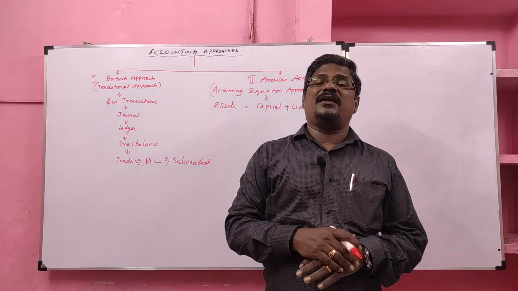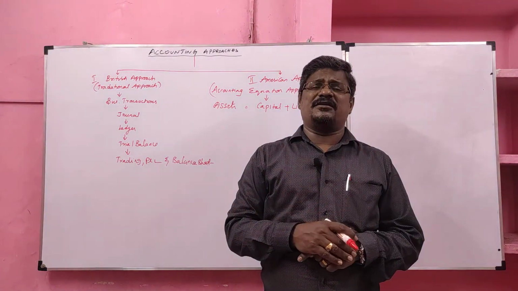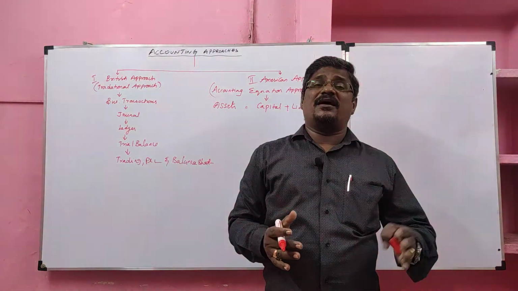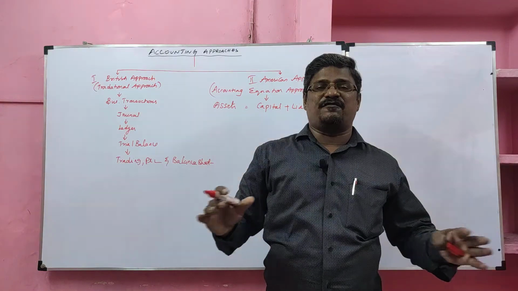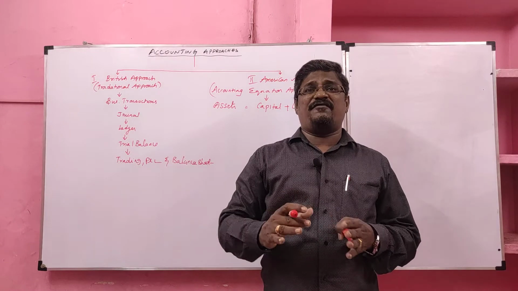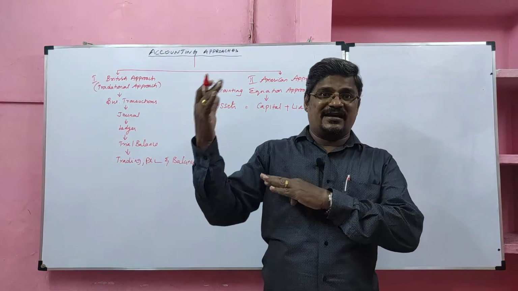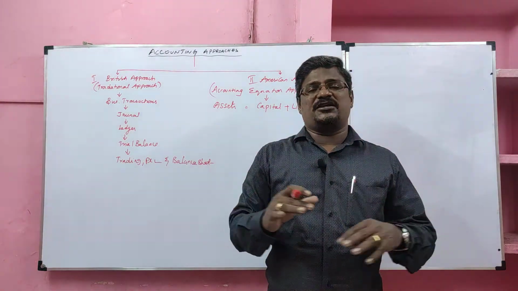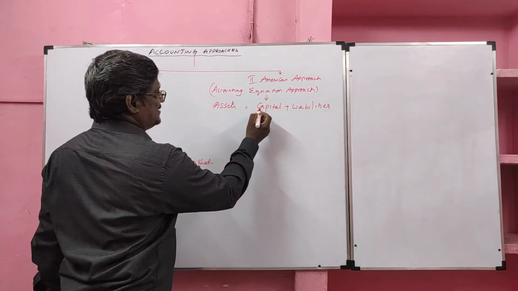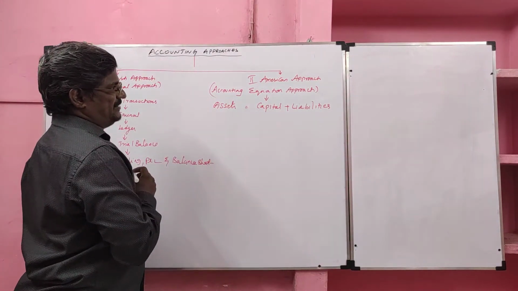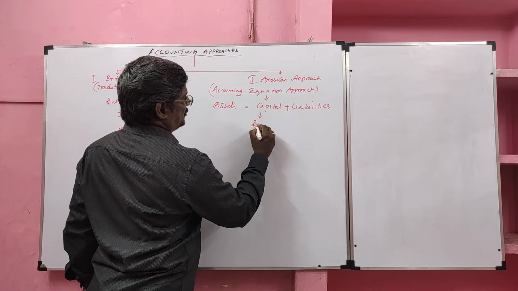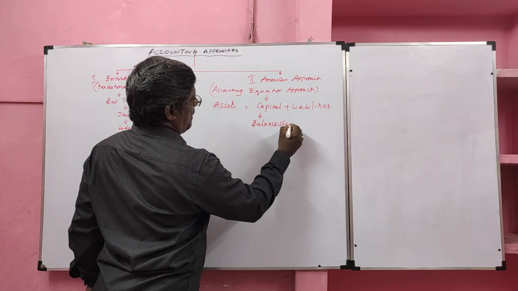What is accounting equation? Accounting equation expresses the relationship of assets with the capital and liability in an equation form. So the equation is assets equal to capital plus liabilities. After applying the equation, we have to prepare balance sheet.